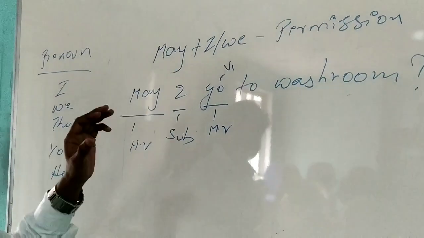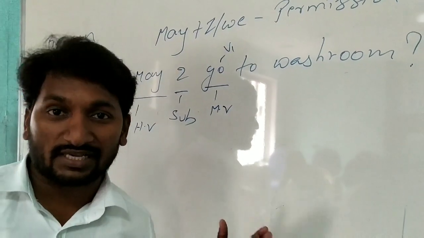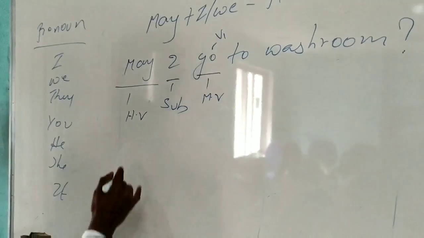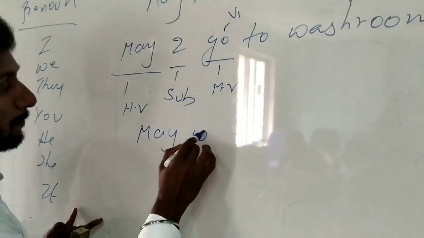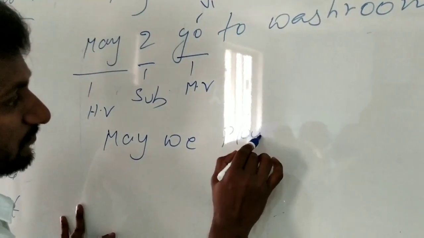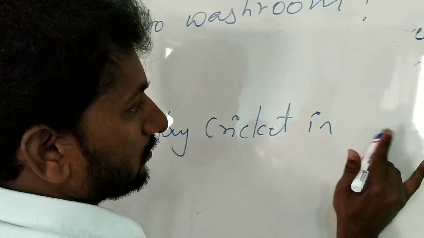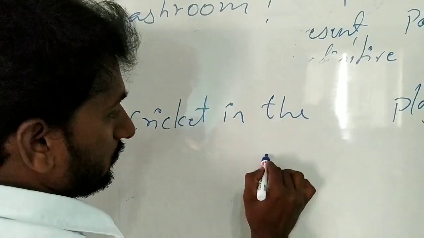Have you understood? So if you read out this sentence, the child is actually asking the teacher the permission to go to washroom, right? So like this. So let me write down one more example for you all. Maybe play cricket. Maybe play cricket in the ground.